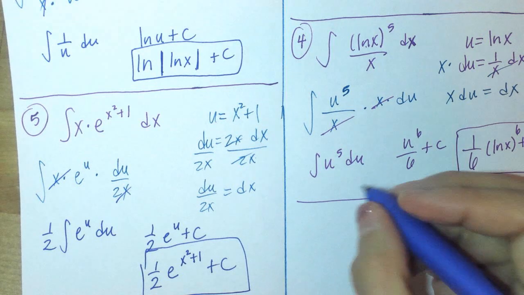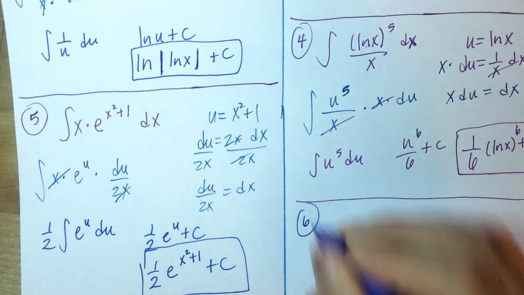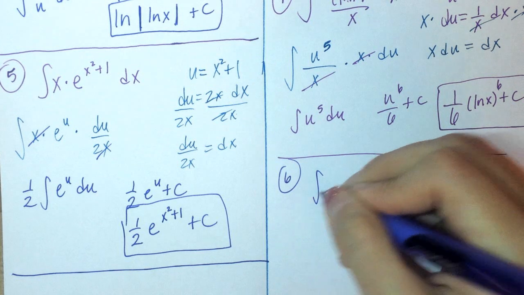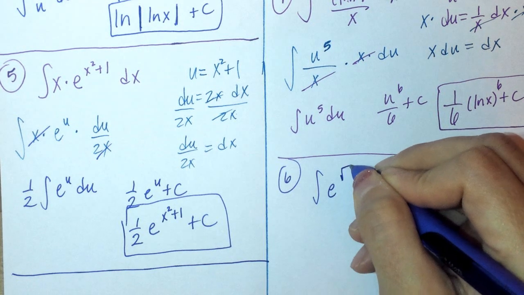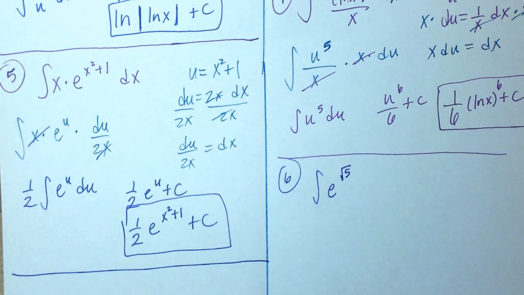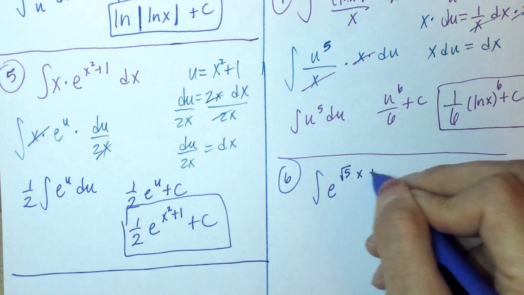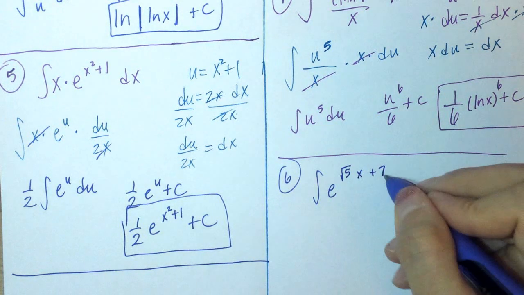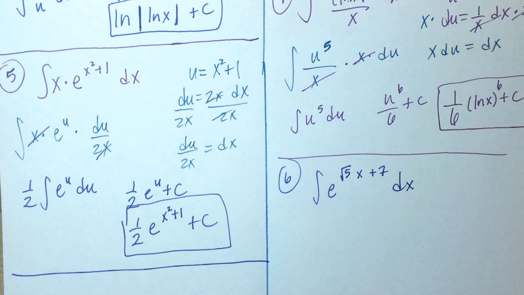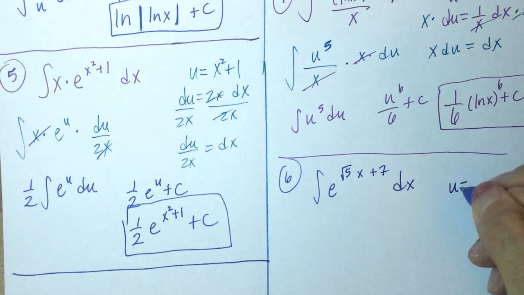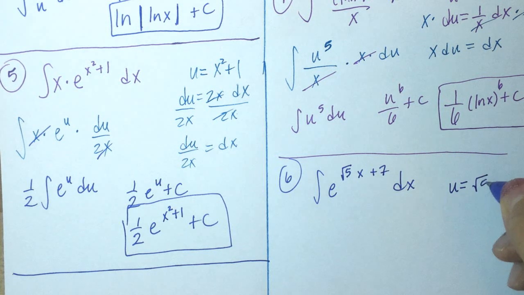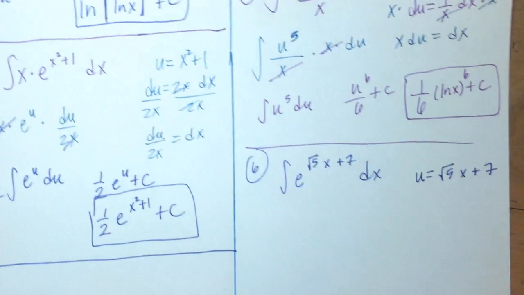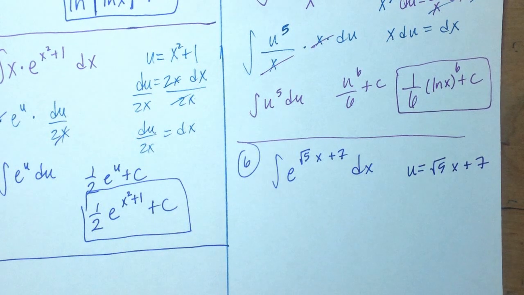All right, so let's go to number 6. This one I have the integral of e to the square root of 5x plus 7 dx. I would set my u to be the square root of 5x. Remember, the x is not underneath the radical, so be careful with that one, right? So I would set my u to be that.